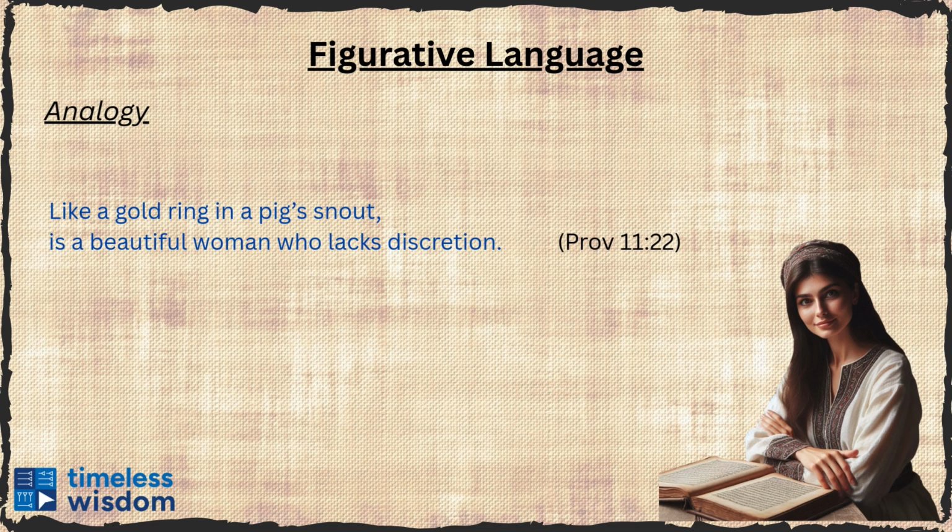Without the analogy introduced by, we might not realize what the problem is here. The secondary term, a gold ring and a pig's snout, gives an explanation. A pig and a gold ring are not bad things in themselves, but they are completely different and do not go together. The gold ring is a piece of jewelry, meant to emphasize beauty. But a pig is not beautiful. It lives in the mud. Just as the gold ring on the pig is a waste, so too is beauty in a woman without discretion.